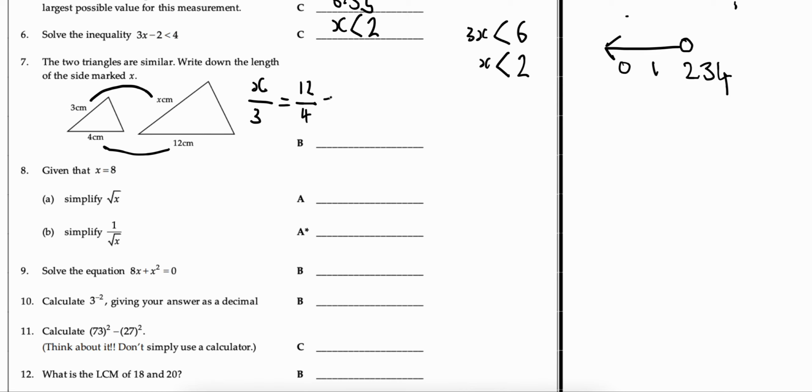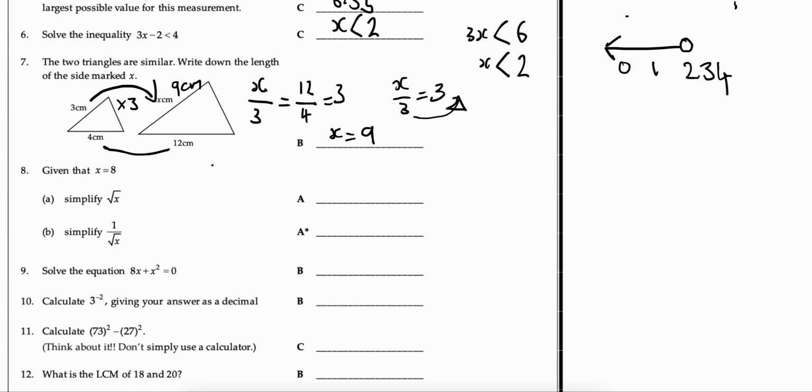12 divided by 4 is 3. So x over 3 equals 3. And then if you multiply by 3, because that's a divide, you get x equals 9. And you can see that to go from the small shape to the large shape, all we're doing is multiplying every length by 3.